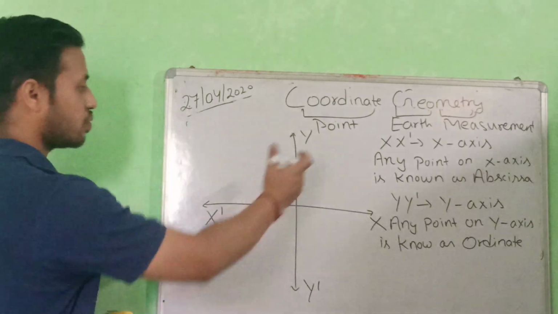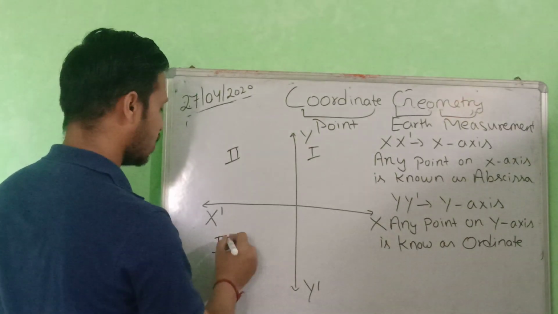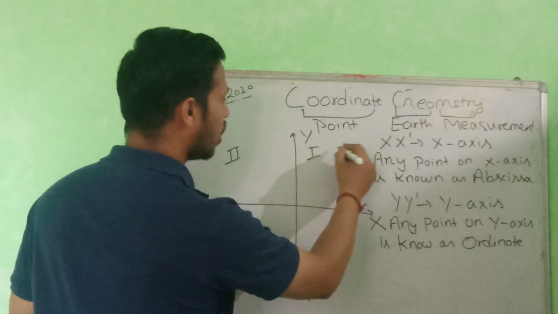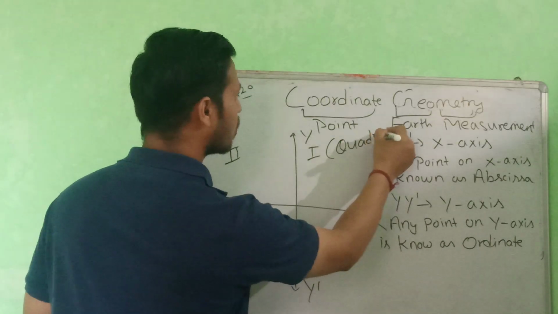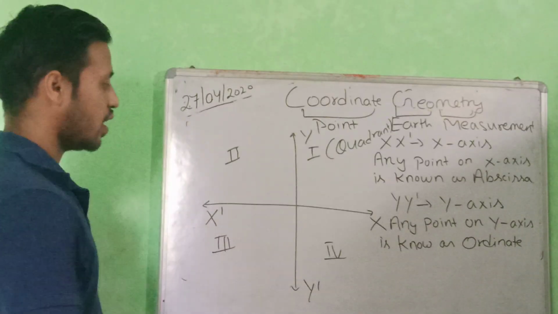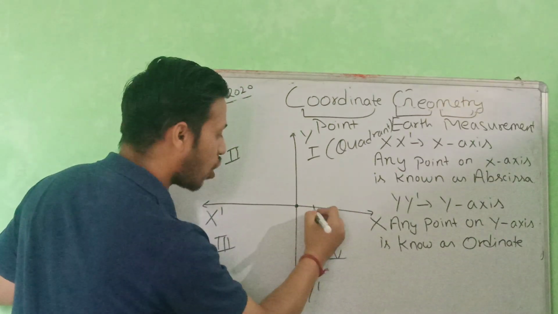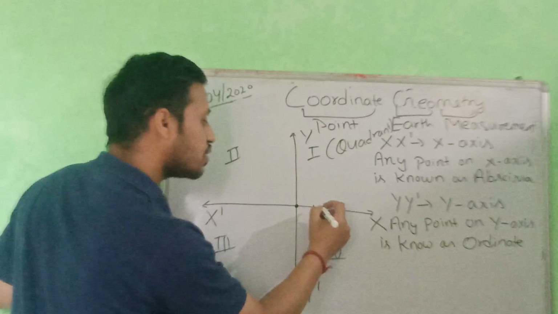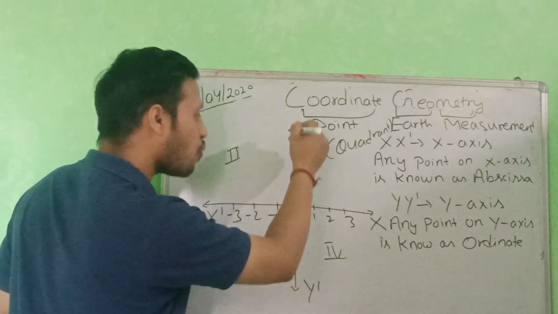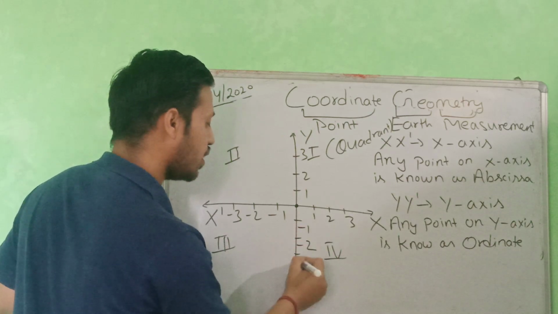Now, these lines divide this plane into four parts. This will be first, this will be second, third, fourth. These parts are called quadrants. This is the first quadrant, second quadrant, third quadrant and fourth quadrant. Now I will place the values on these lines. This will be positive one. As you know, on the horizontal line the right-hand side will be positive and the left-hand side will be negative. And on the vertical line the upward portion will be positive and downward it will be negative.